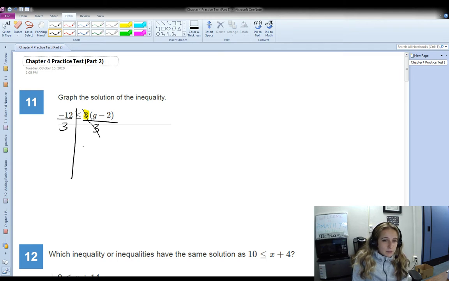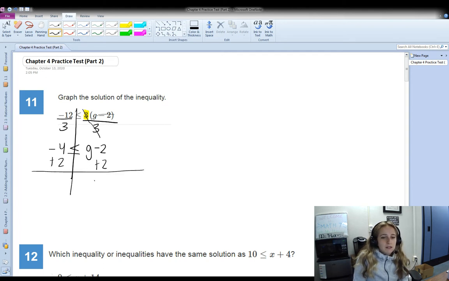I'm going to be left with just what's inside of the parentheses, which is g minus 2, inequality symbol. Negative 12 divided by 3 is negative 4. Then I'm going to add 2 to isolate my g, and I'm going to be left with g is greater than or equal to negative 4 plus 2 is negative 2.